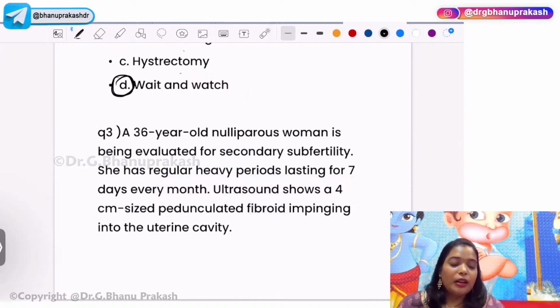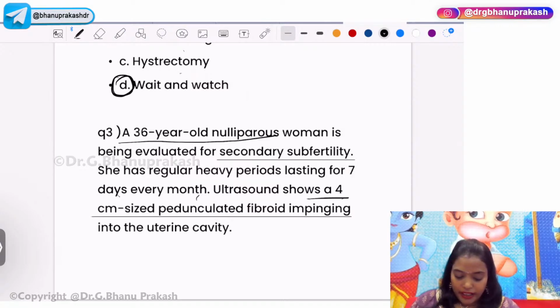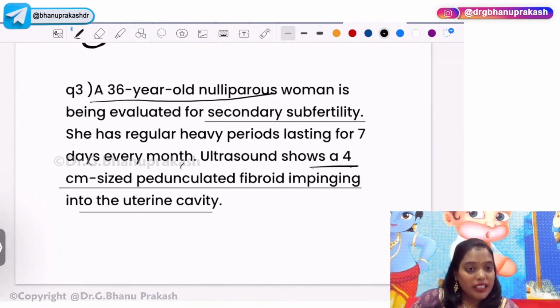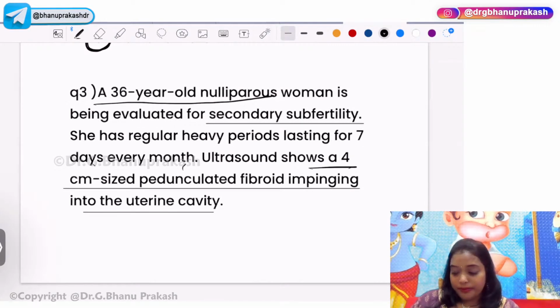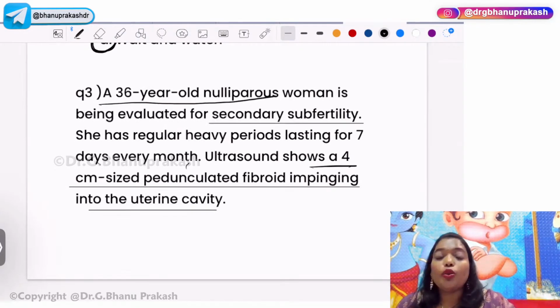Okay, next question. Now you have to answer this question properly, okay? A 36-year-old nulliparous woman is being evaluated for secondary subfertility. She has regular heavy periods lasting for 7 days every month. Ultrasound shows a 4 centimeter pedunculated fibroid impinging into uterine cavity. What is the management? So she's 36 years, nulliparous, and has come to you for infertility. She has a 4 centimeter fibroid impinging into the uterine cavity.